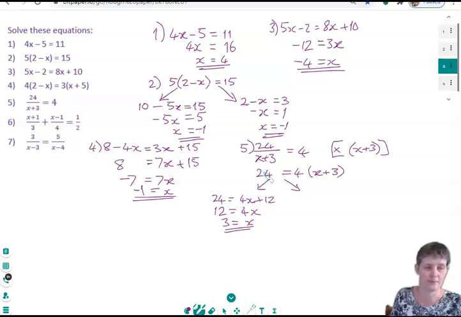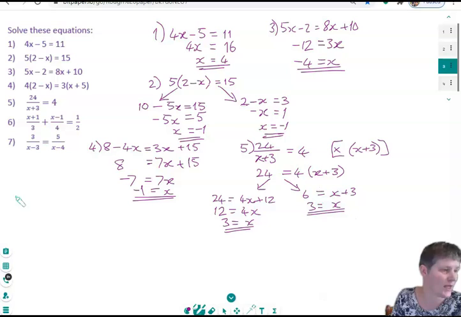Or divide both sides by 4. So 24 divided by 4 is 6. And 4 lots of x plus 3 divided by 4 is 4 quarters of x plus 3. It's just x plus 3. So we can take away 3 from both sides and we get x equals 3. So you can see it is slightly quicker doing it that way.